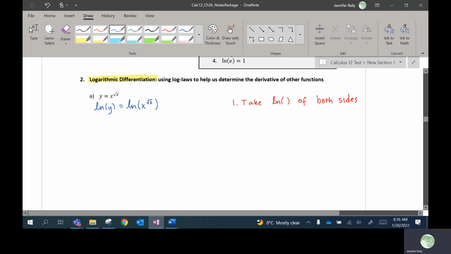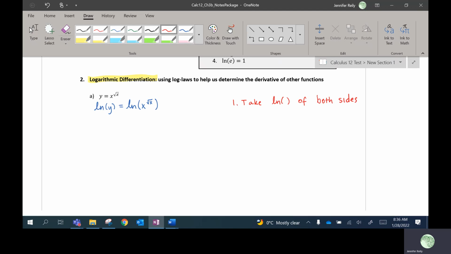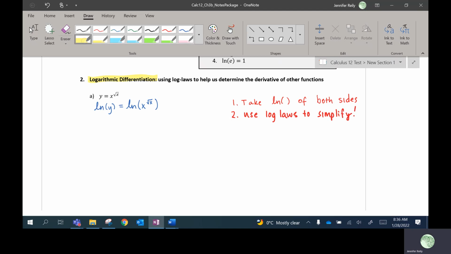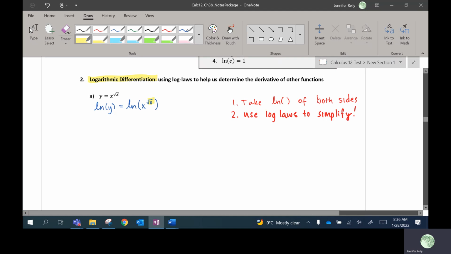Okay. Now, once you're here, we can take advantage of some of those log laws to simplify this down a little bit. So use log laws to simplify, just like we did on the first page. So here we have an exponent inside a ln, which means I can bring that down in front. So we have ln of y equals root x times ln of x. Okay, I don't think I can simplify that anymore. So now I'm ready to take a derivative.